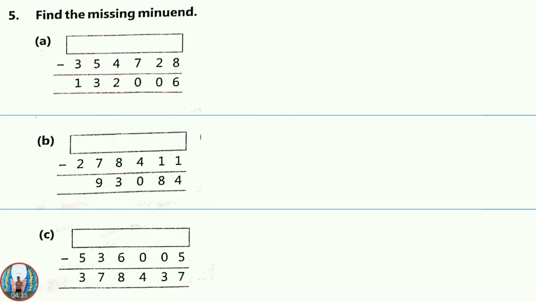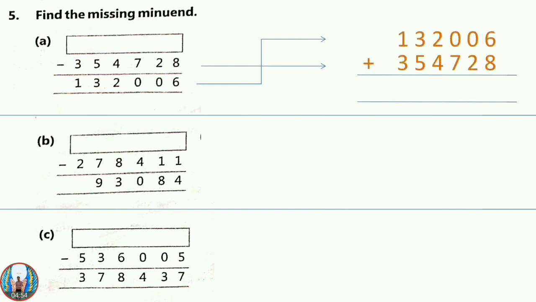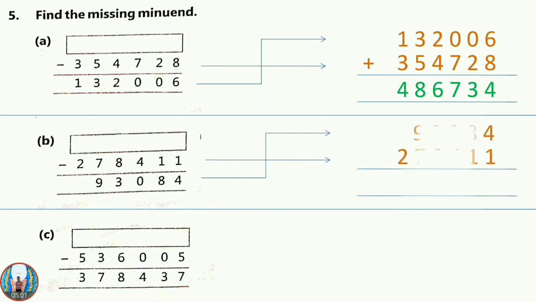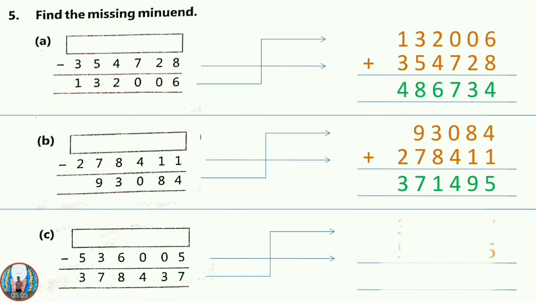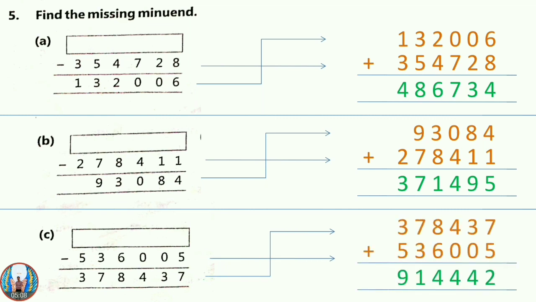Now find the missing minuend. Minuend is the greatest or the largest number. So for finding the minuend, we have to add the remaining two numbers, that is subtrahend and difference. So we will write the subtrahend and difference, and we will add to get the minuend. In the same way we will do the second question, and in the same way we will do the third question also.